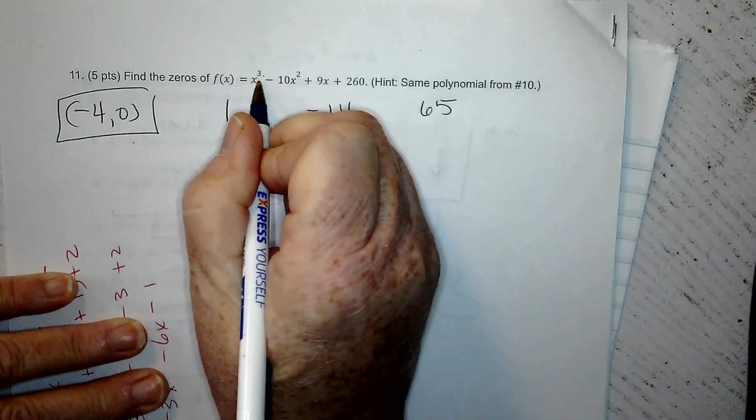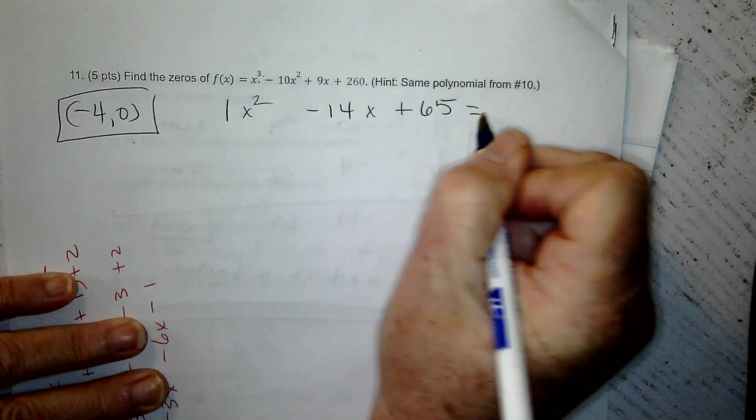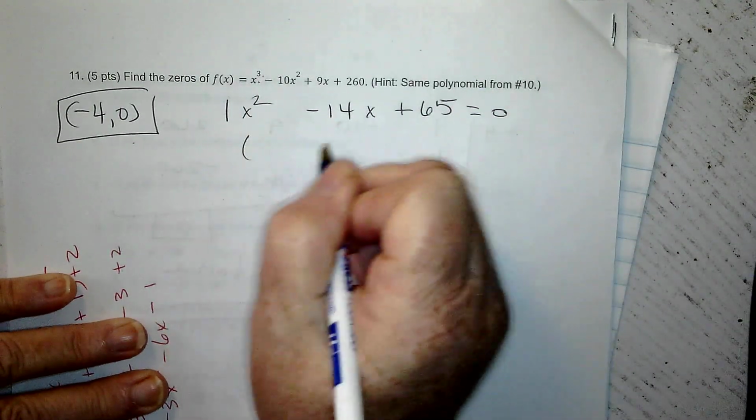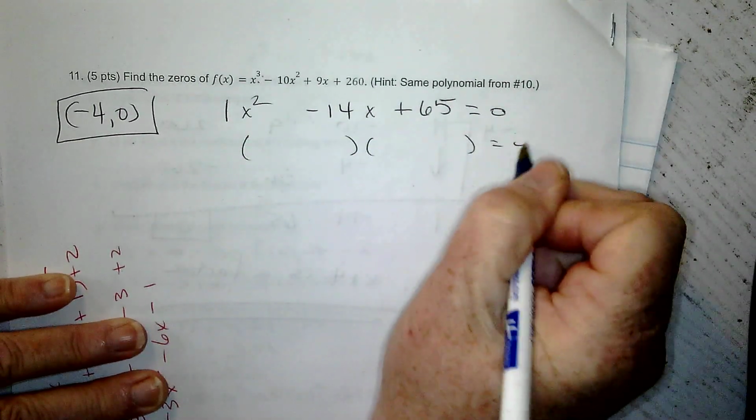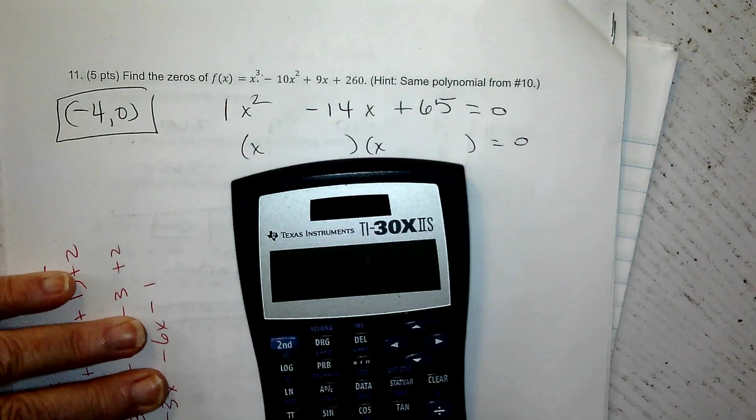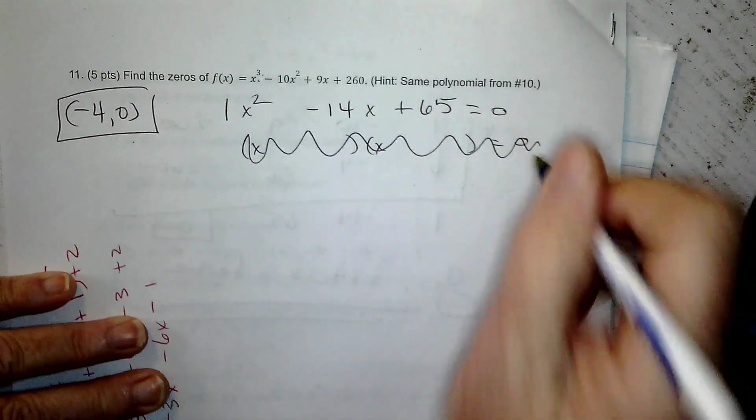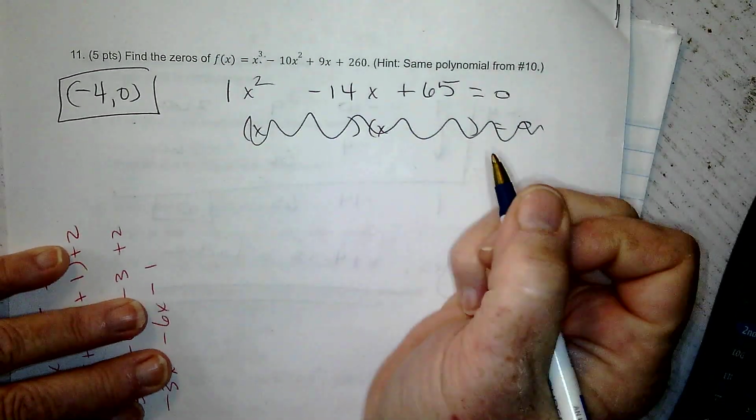Because the highest exponent is 3, this becomes x squared, x, and then the constant. And we can just set this equal to 0. I don't know if it's going to factor this way, but let's try. 65 divided by 5 is 13. Well, 13 and 5 is not going to give me 14, so nope, can't do that. I'm going to have to use the quadratic formula.